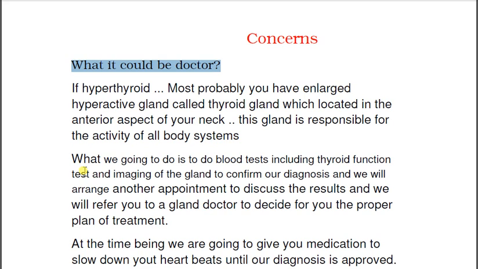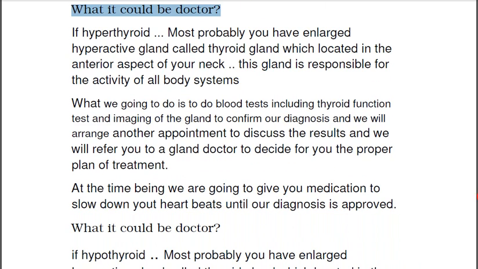What we are going to do for you is a partial blood test and imaging of your neck to confirm our diagnosis, and then we refer you to a gland doctor to give you the appropriate management plan. At the time being, you have to stop smoking because it can worsen your eye symptoms, and we can give you some medication to slow down your heartbeat until our diagnosis is confirmed.